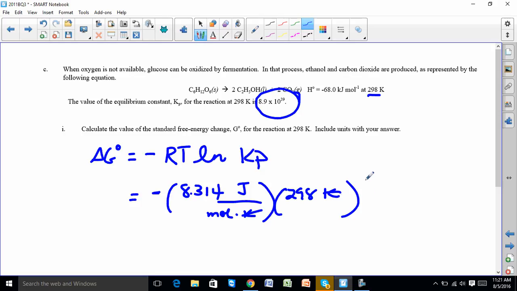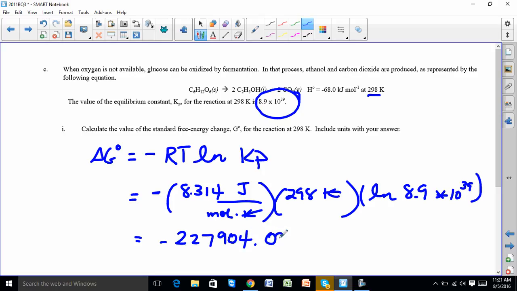And then we have to take the ln of 8.9 times 10 to the 39th. Okay, now I have a problem here. I'm going to tell you what I think the answer is, and you've got to be comfortable that this is not the answer on the scoring guidelines. My calculator says 227,904.0932.